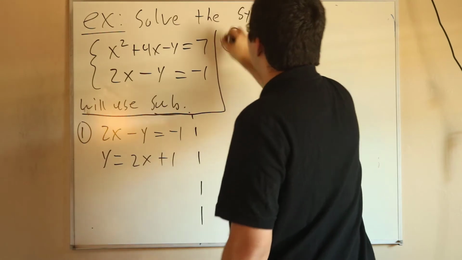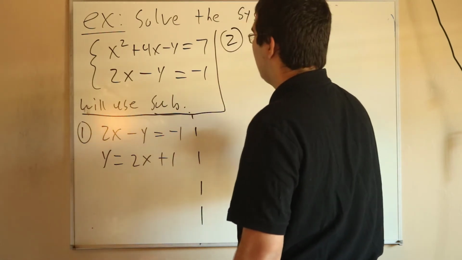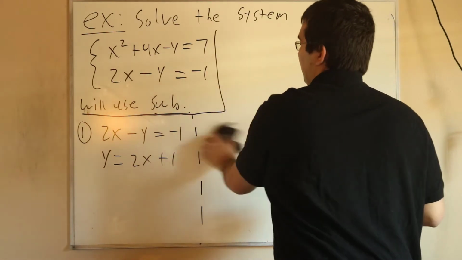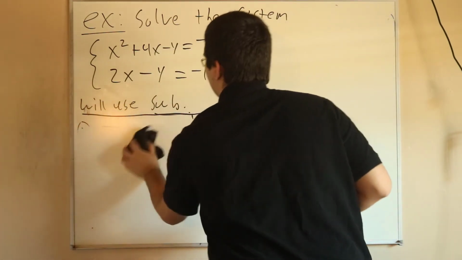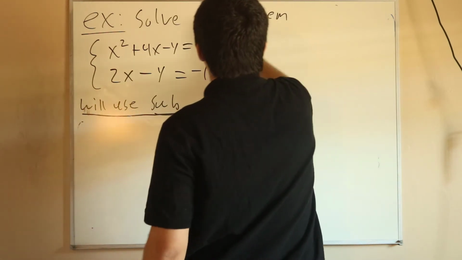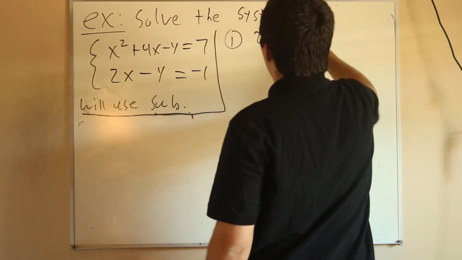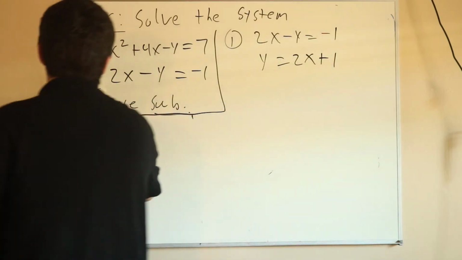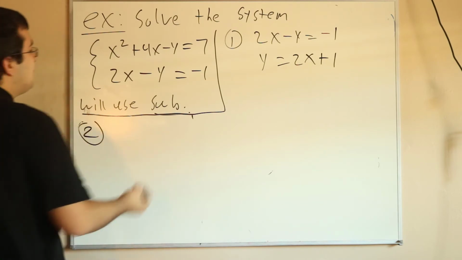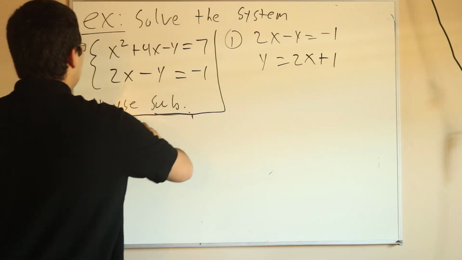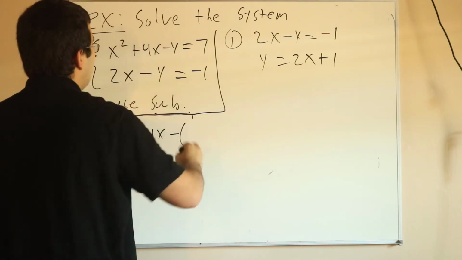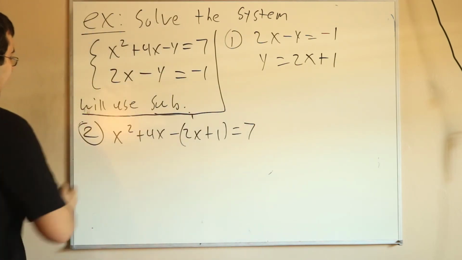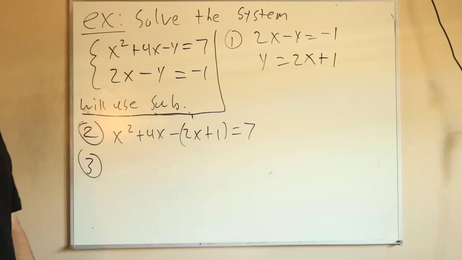So for step 2, we are now going to substitute. I'm just going to move this over here. So I have 2x minus y equals -1, so y equals 2x plus 1. Now down here, I'll go ahead and do my substitution. Substituting in my variable y, I'm going to have x squared plus 4x minus (2x plus 1) equals 7.